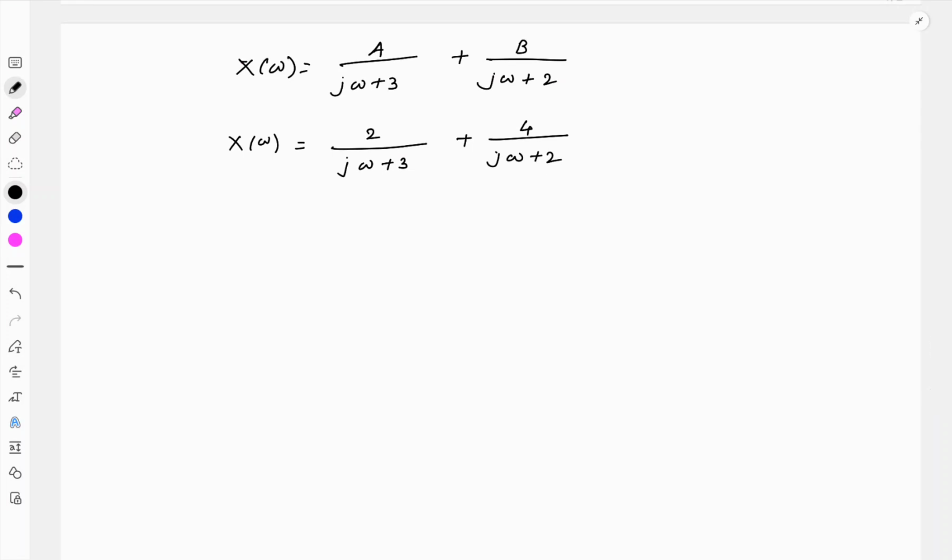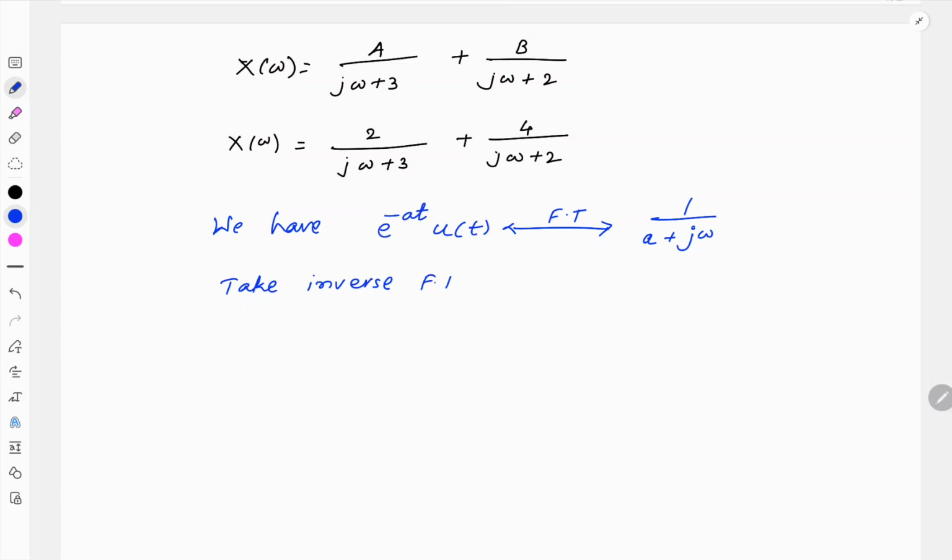To find out the inverse, we have a standard identity. We have e raised to minus at u of t, its Fourier transform is 1 upon a plus jω. So using this identity, we can easily find out the inverse Fourier of the above equation. So take the inverse Fourier transform on both sides.